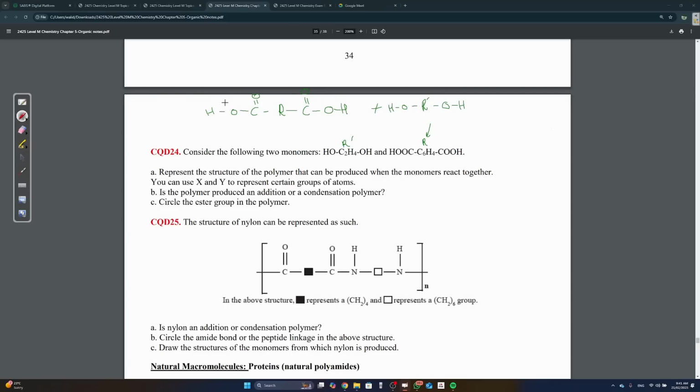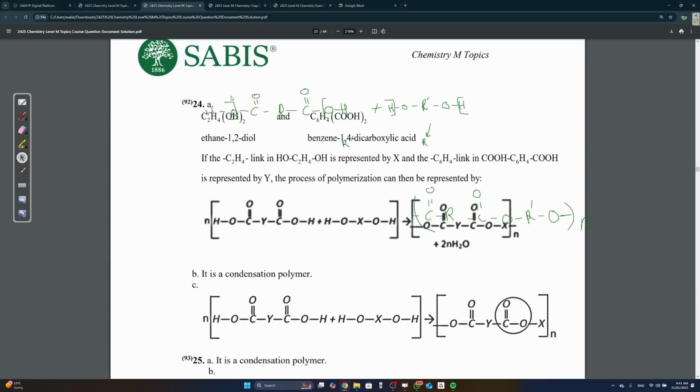What do we do? We take this out, this out, this out, and this out. So let me copy it down here. You're going to be left with R bonded to C, double bond O, bonded to C, double bond O. Smush this together and you get an O bonded to R prime, bonded to O. Extend the bond outwards and you get n. Obviously, they only asked for the polymer, so you don't need to mention the water.